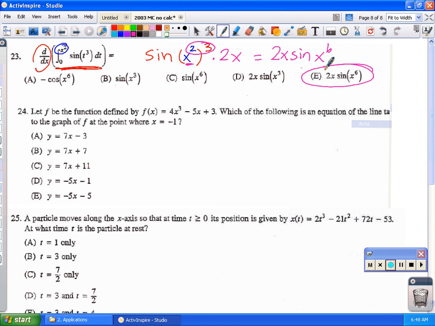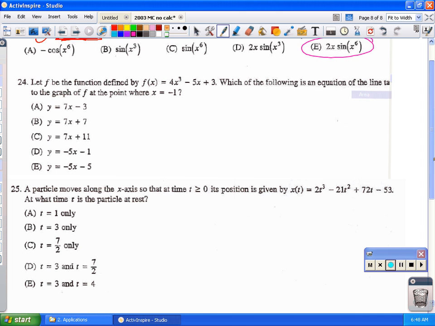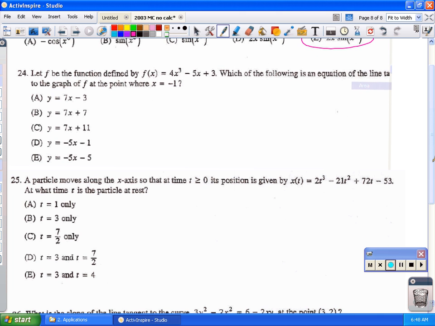24. Let f be the function defined by, which of the following is an equation of the line tangent to the graph where x equals 1. This is a very straightforward problem. To get the y value, we have an x value, we need the y value, so we're going to substitute into the original function. And so when you do that, f of 1 is going to be 4.